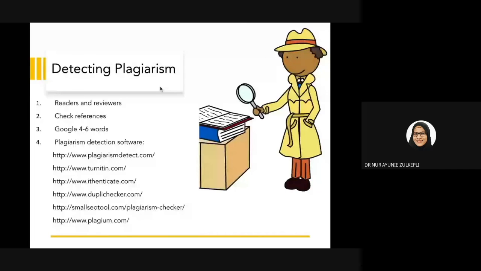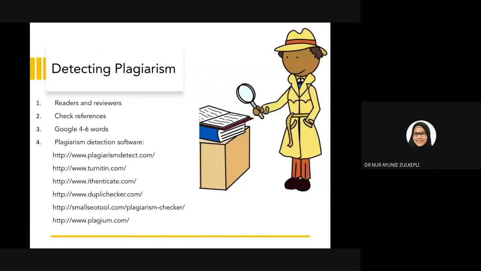Yes, here. And how to detect the plagiarism. So basically, when you have your write-up ready, you need to have your readers or reviewers to evaluate your write-up, right? Let's say my suggestion, like before you submit to your supervisor, you may have your friends evaluate your write-up first, right? But I believe that you do not have time to do that.